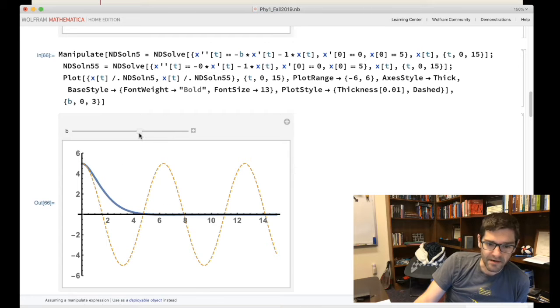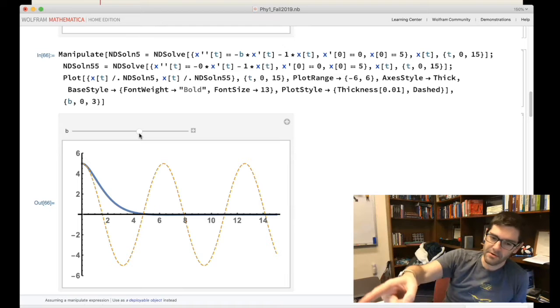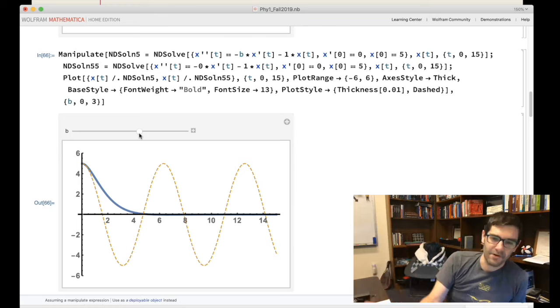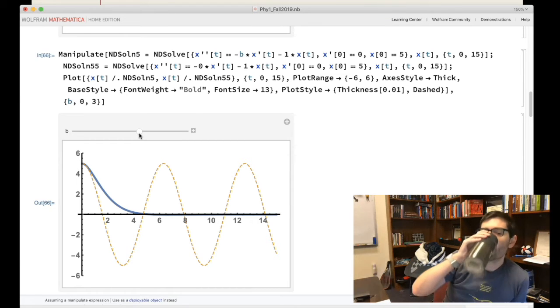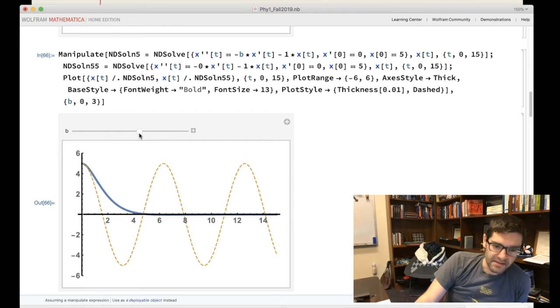Compared to this case where you have the restoring force really trying to pull the object towards the origin, and it does so with ease, but there's just enough friction so that it only does that once. So that's damped motion.